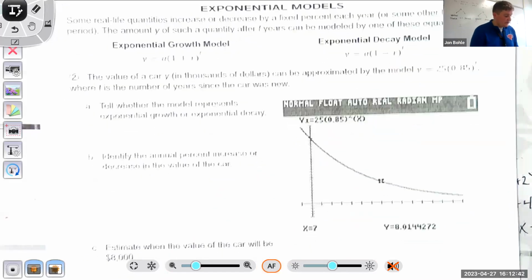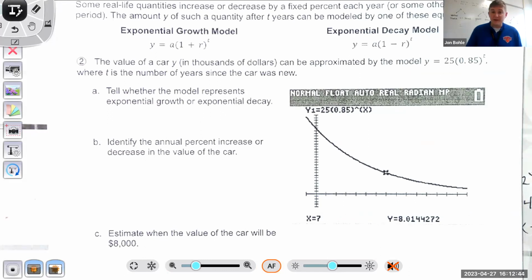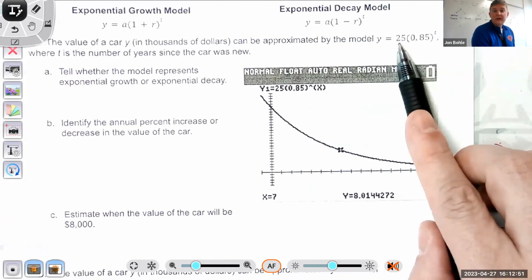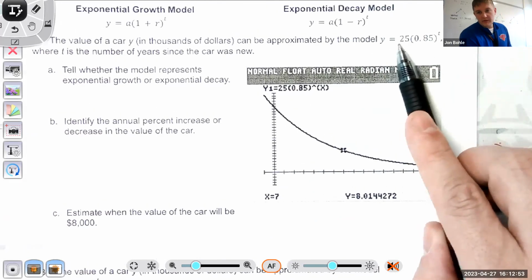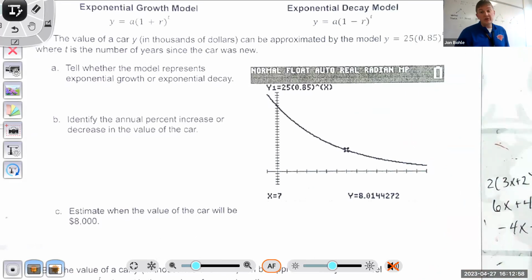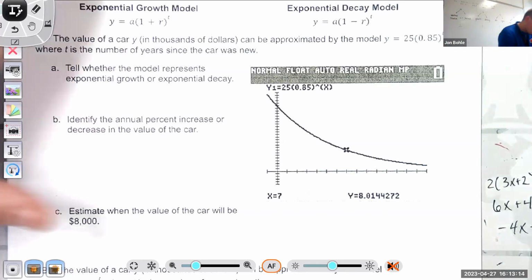So let's go ahead and look at this. The value of a car in thousands of dollars can be approximated by the model y equals 25 times 0.85 to the t power, where t is the number of years since the car was new. Tell whether the model represents exponential growth or exponential decay. I can think of 3 reasons, and you only need to give me one of these 3, whatever best fits your understanding.